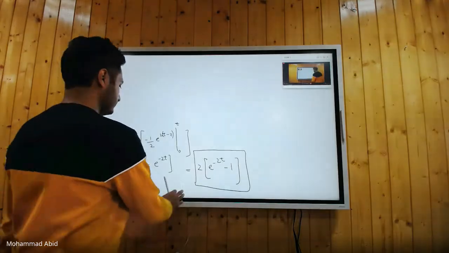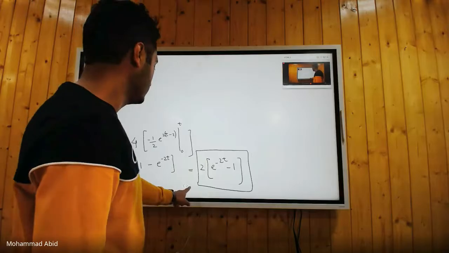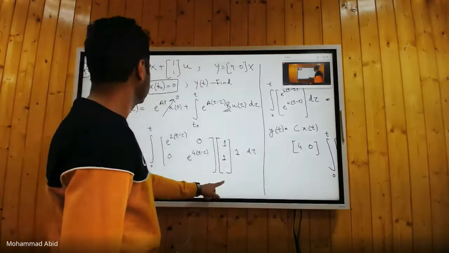Excuse me, sir. I did this question and got the same answer but using a different approach. First we find the transfer function, G of s. After that we found Y of s by multiplying G of s with U of s. U of s was 1 by s because it was a unit step input. Then we applied inverse Laplace on Y of s, and we got Y of t. So is it correct? Yeah, it's correct.